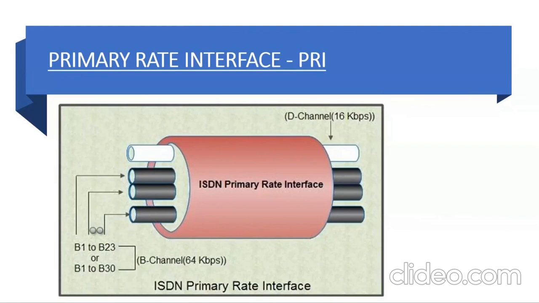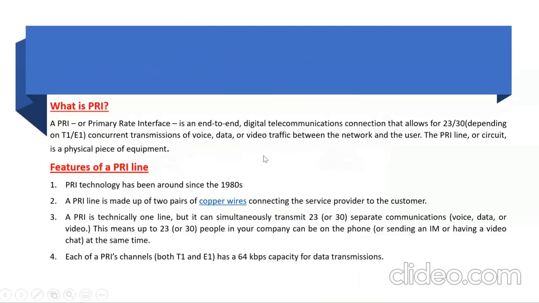Unlike FXO, where you can have only one call per cable or per port, a PRI can have multiple calls. PRI is a digital telecommunication connection that allows 23 or 30, depending on the type of PRI that you are using, of the voice, video, data traffic between the network and the user. It's a physical piece of equipment. Actually, it's also called a PRI line or circuit.